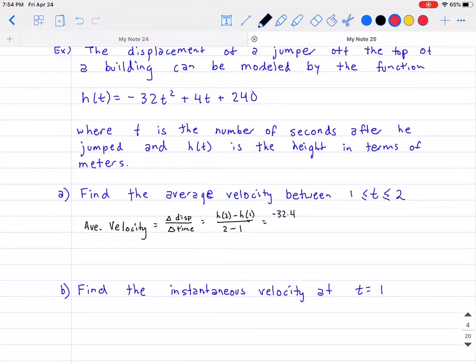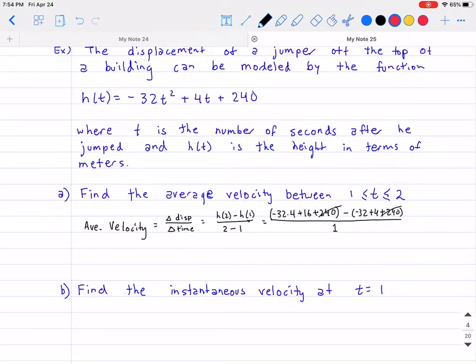So we just need to figure out what those are numerically, and we're pretty much all set. So h of 2, we're plugging 2 into the equation. That is going to give us negative 32 multiplied by 4 plus 16 plus 240. And then all that minus h of 1, which is going to be negative 32 plus 4, and then plus 240. And all divided by 2 minus 1, which is the same thing as 1.